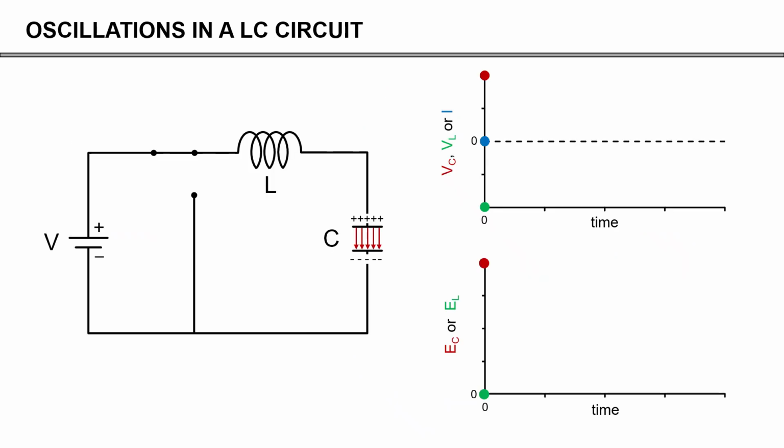Okay, so now how is this going to look if we put it all together? So now we have a circuit where we have both an inductor and a capacitor. And let's say that our initial situation is we charge the capacitor.